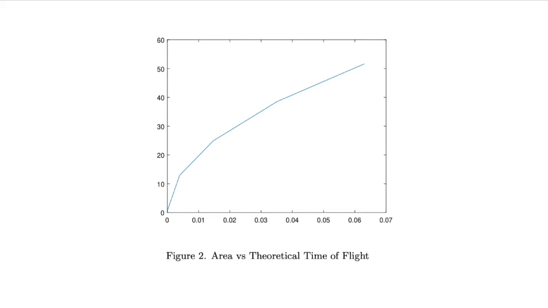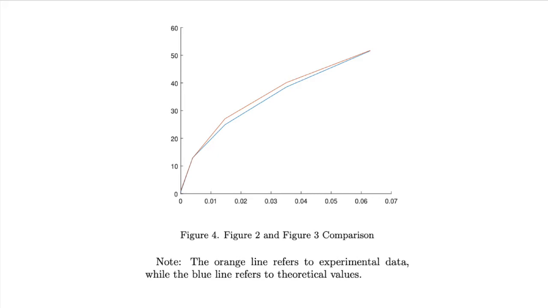Superimposing the theoretical and experimental graphs, it can be seen that both models agree quite well. As a result, it was found that the time of flight for any given projectile behaves similarly to the square root of its surface area. As surface area increases, the time of flight consequently increases. However, the rate at which it increases decreases as the surface area gets larger and larger.